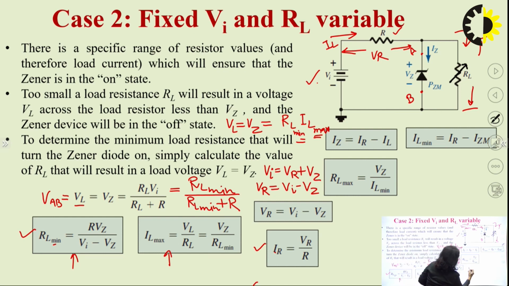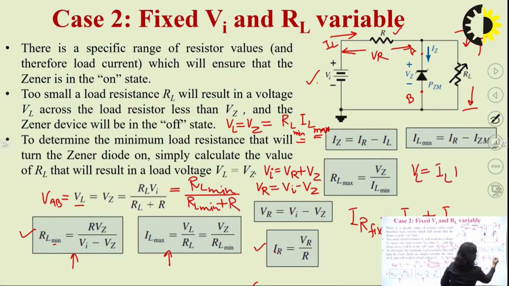Now we know that IR is fixed, and it consists of two components, IZ plus IL. Because my RL is variable, this current is also variable, and we know that VL is equal to IL times RL, and VL is a fixed value. That means if IL is minimum, then RL will be maximum. So IL is minimum and RL should be maximum, and we are interested in finding the RL maximum now.